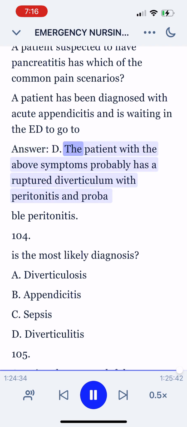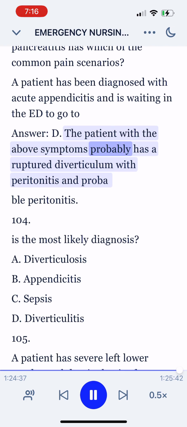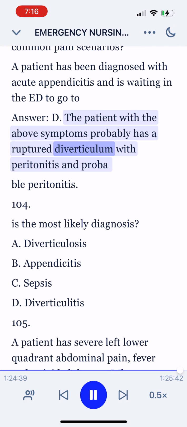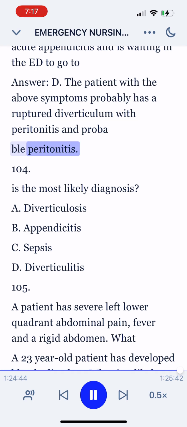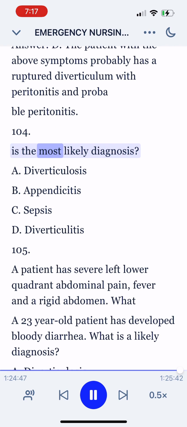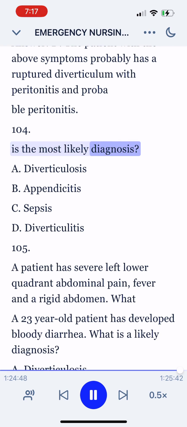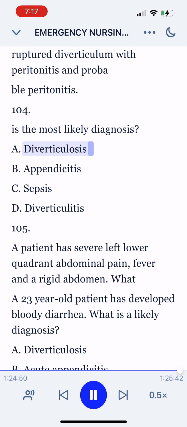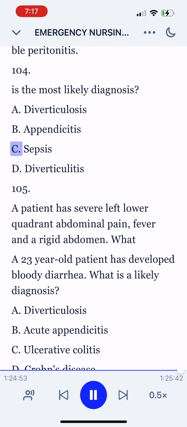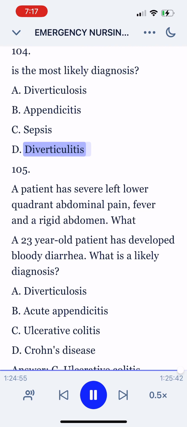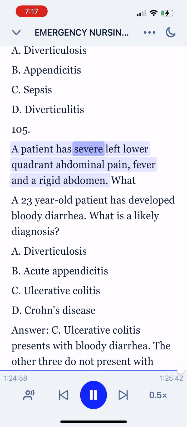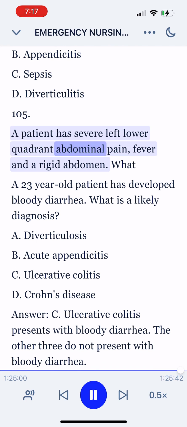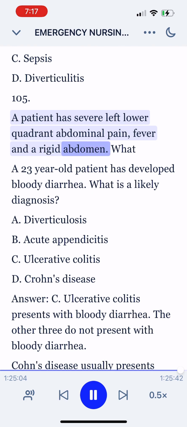Answer D. The patient with the above symptoms probably has a ruptured diverticulum with peritonitis. 104. A patient has severe left lower quadrant abdominal pain, fever and a rigid abdomen. What is the most likely diagnosis? A. Diverticulosis. B. Appendicitis. C. Sepsis. D. Diverticulitis.